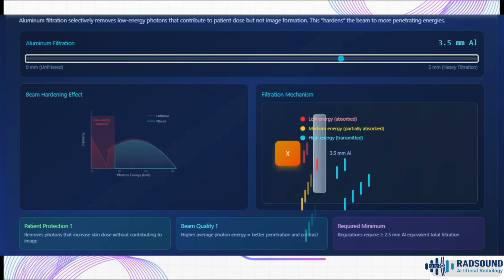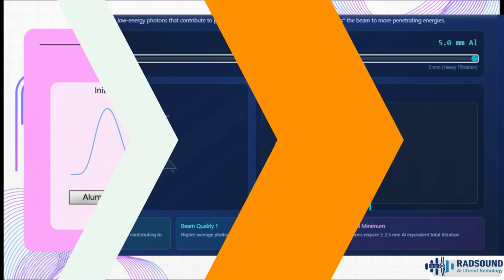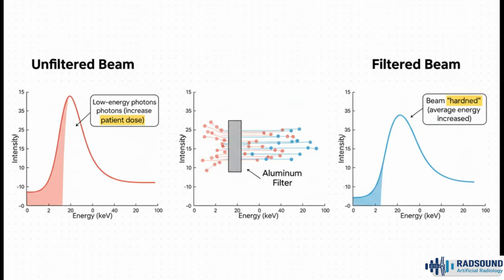It's designed to catch and absorb all the low energy, or soft, X-rays. Why? Because those photons don't have enough punch to make it through the patient to create the image anyway. They would just get absorbed by the skin, adding to the patient's radiation dose for absolutely no benefit. You can see the results so clearly here.